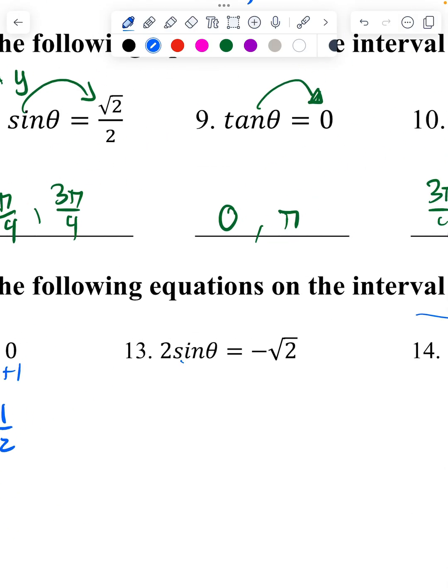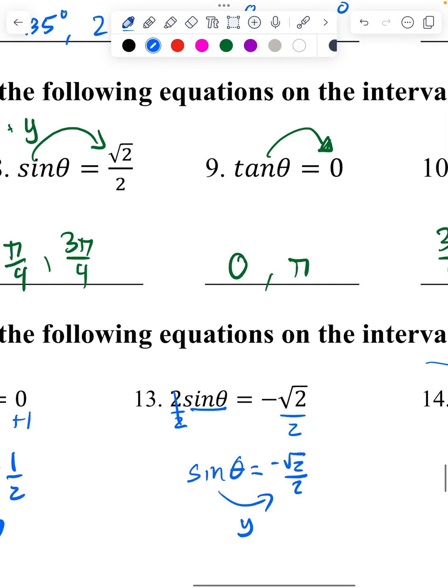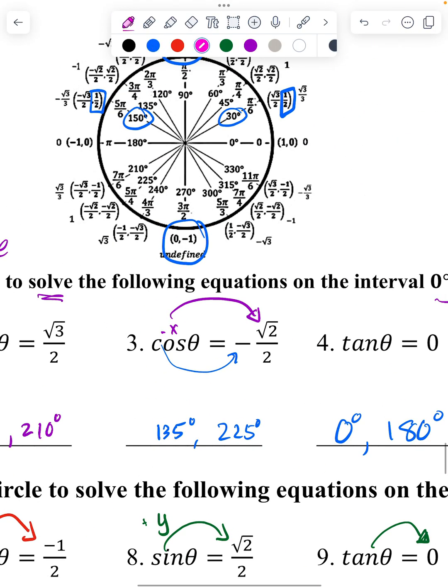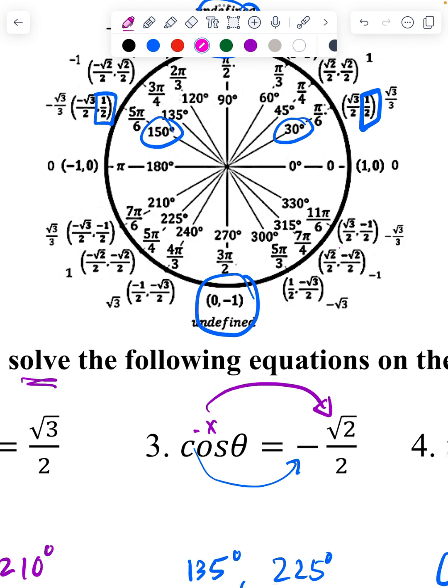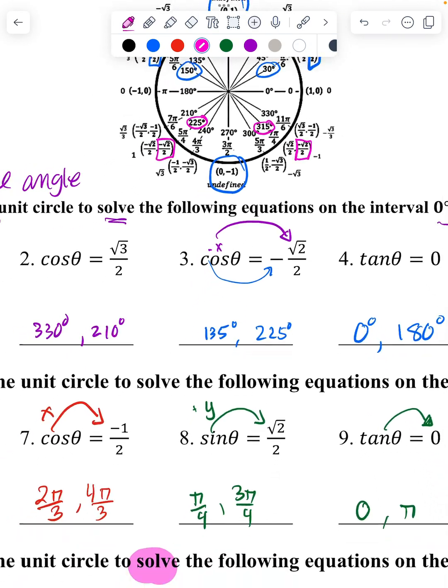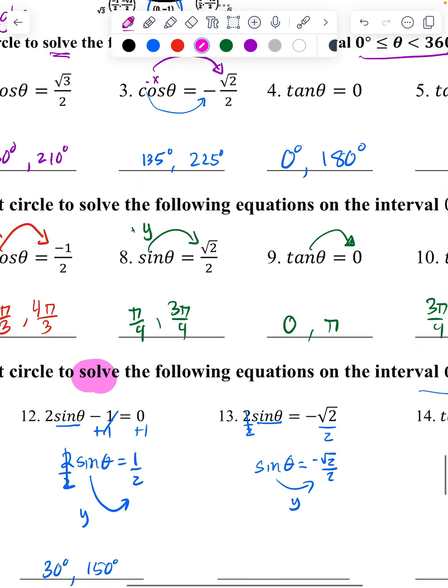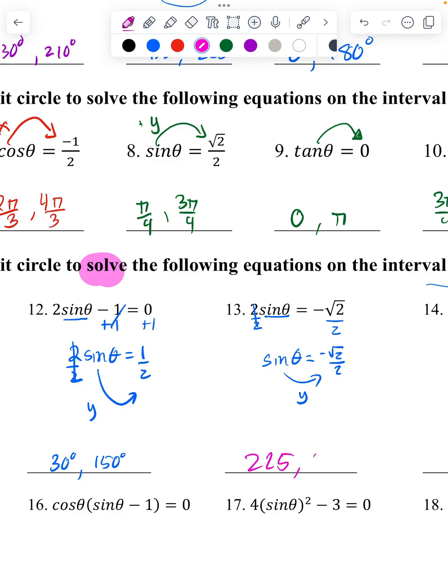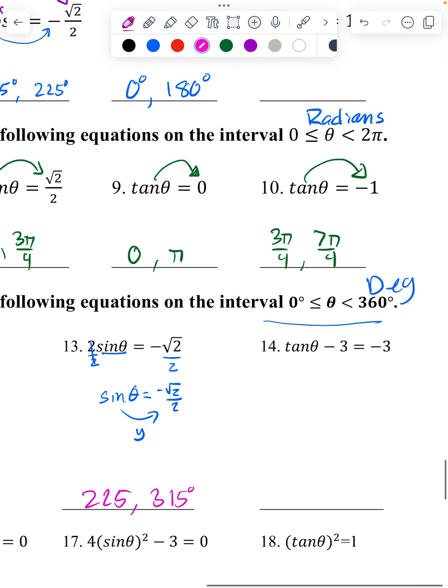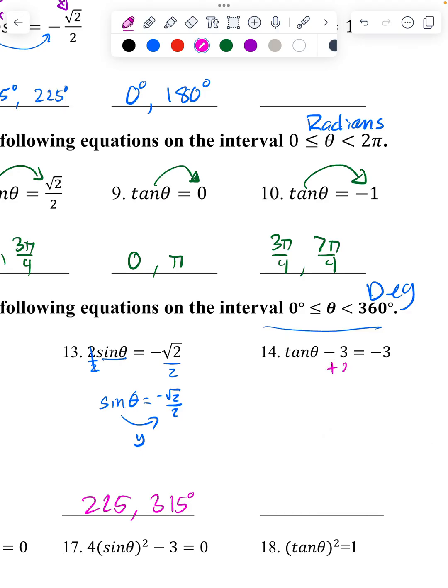All right, here to get the sine alone, I just have to divide by 2. And all of these numbers are going to be on the unit circle. So I'm looking for where the y is -√2/2. Keep in mind, for y to be negative, you're going to be on the bottom half of the circle because you would have had to go down. So here is where my y is -√2/2. And here's the other spot. So the two spots that solve that problem are 225 and 315.